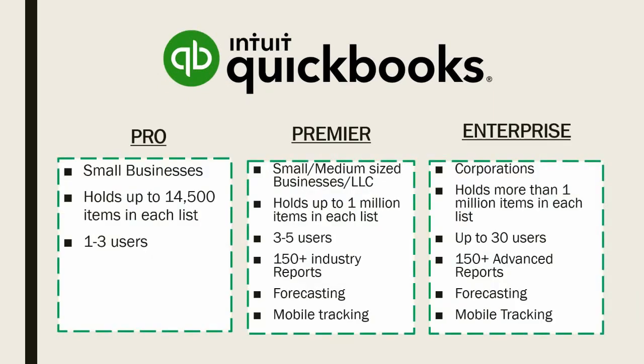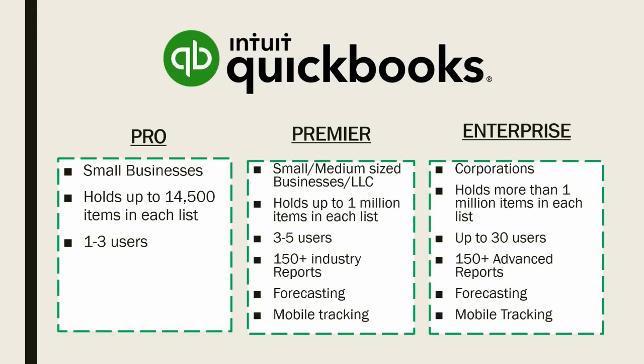So now we're going to talk about what the differences are between the desktop versions. We already understand what online is, right? We understand that online is something that you can utilize on the go. This one is more stationary, right? You need to go into the office, or you need to be at some kind of local hard drive, whether it's a computer at home or a laptop. So I'm going to tell you the difference between the Pro, Premier, and the Enterprise.